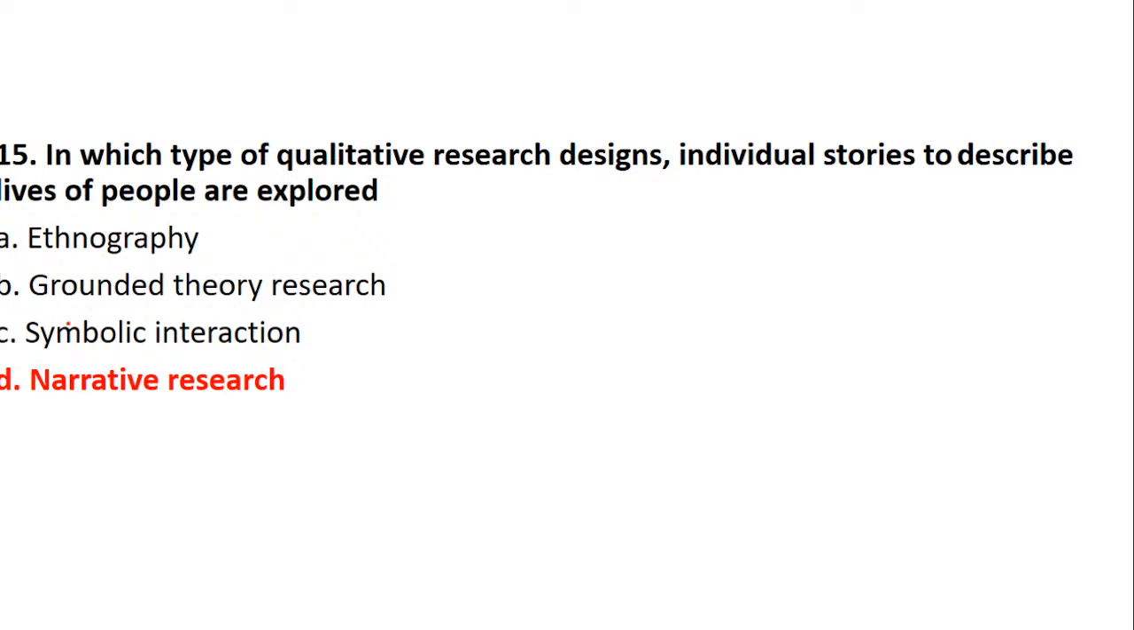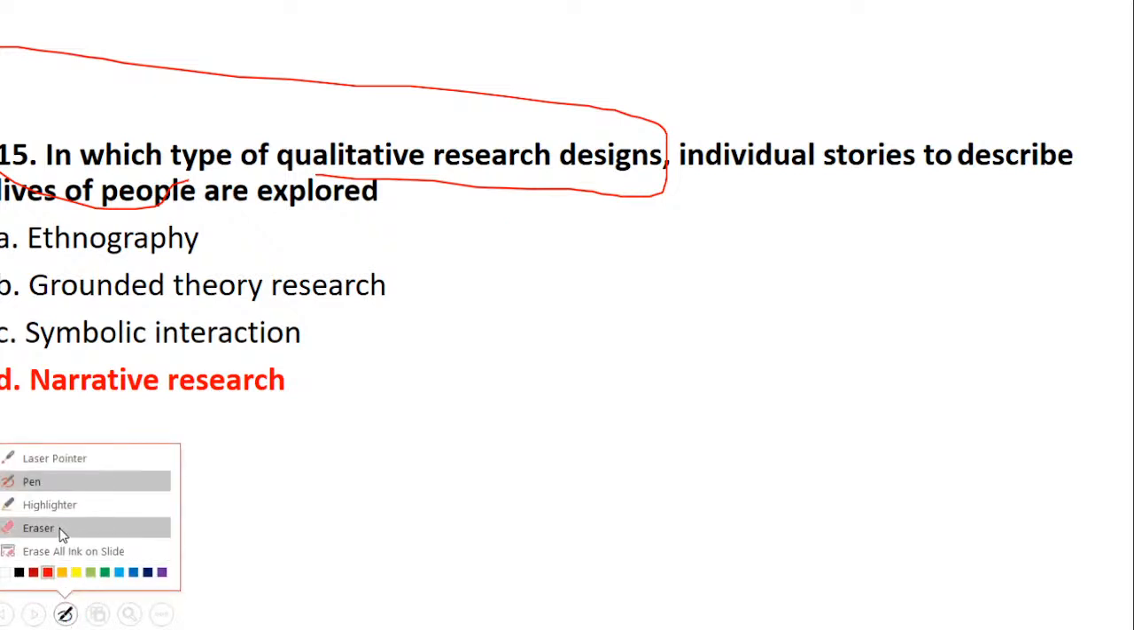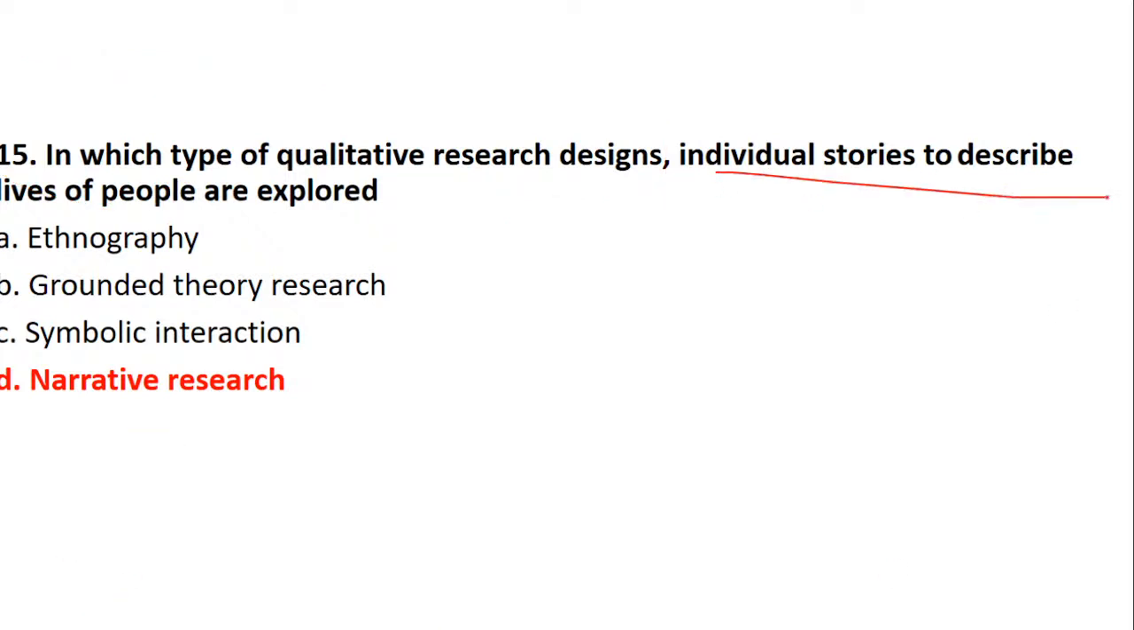See, now see over here, read the question very carefully. In a qualitative research question, the first half of the sentence is confusing you. The second half of the sentence is actually the question: individual stories which are described. When we are describing, it means we are narrating, no? So that is nothing but narrative research. Now why not grounded theory? Grounded theory is where you don't have any base. Individual stories are already narrated, so it's not about culture.